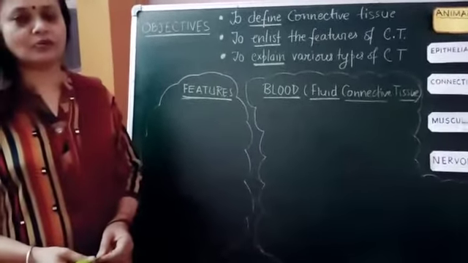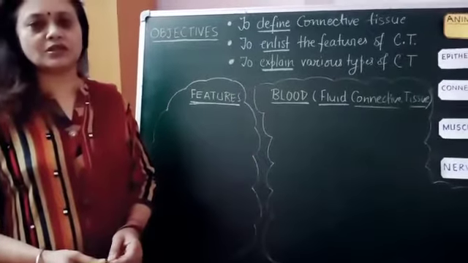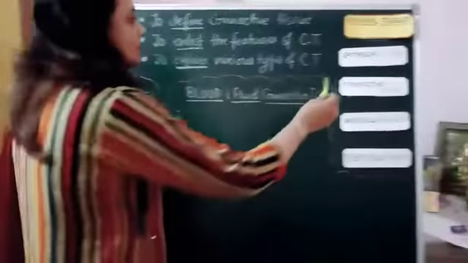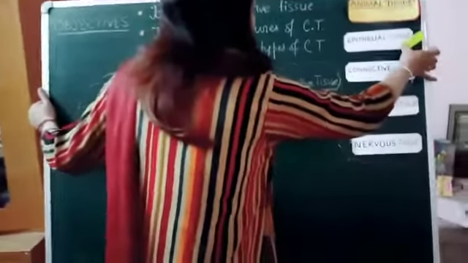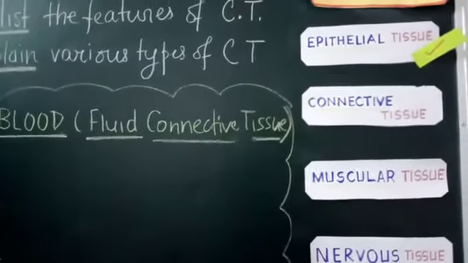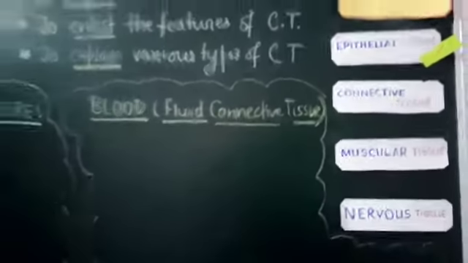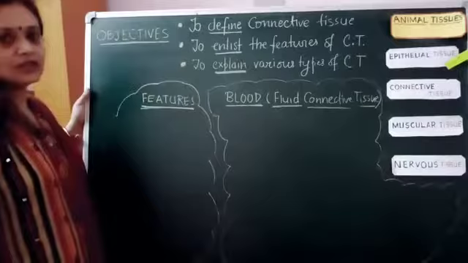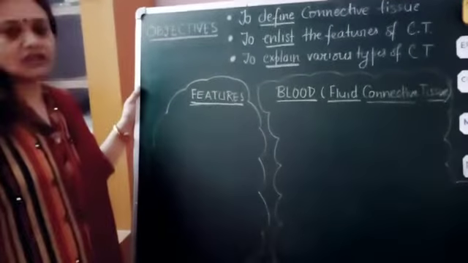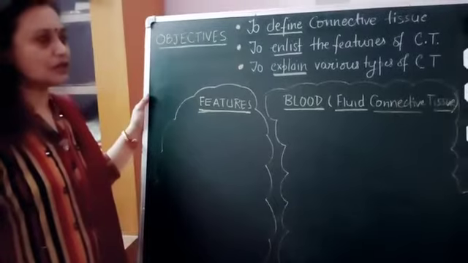So, I hope that you have understood the basics of the epithelial tissue. So, I'm marking it done. The various features related to the epithelial tissue, their classification and the basis of the shape of the cells, all is familiar to you. Today we will start with the next tissue, that is the connective tissue.